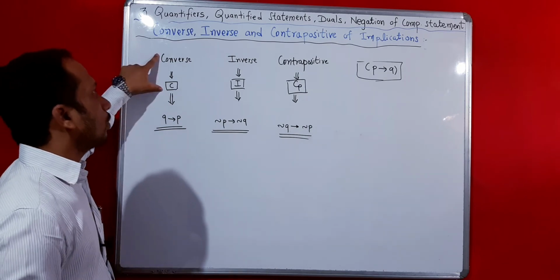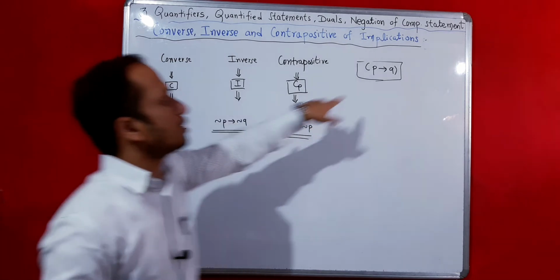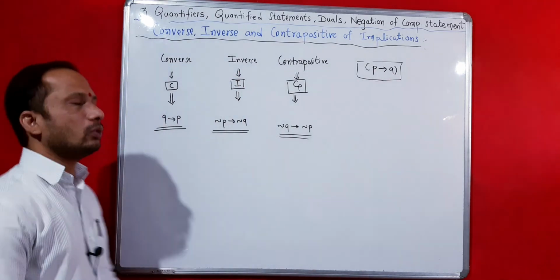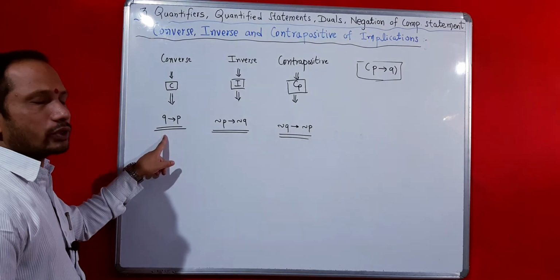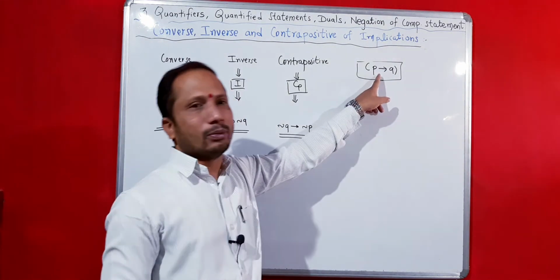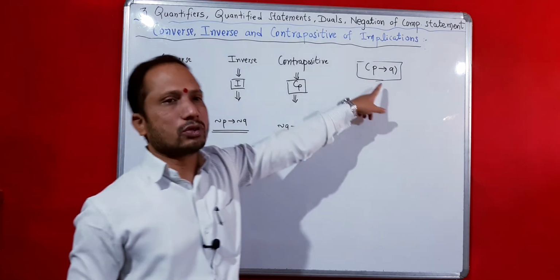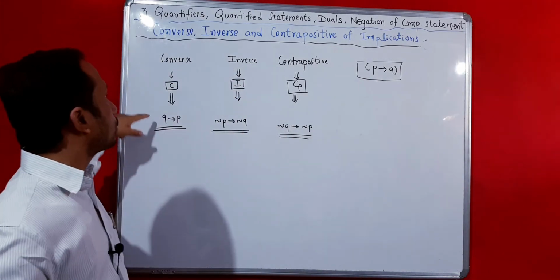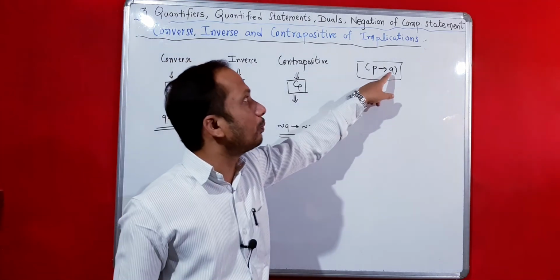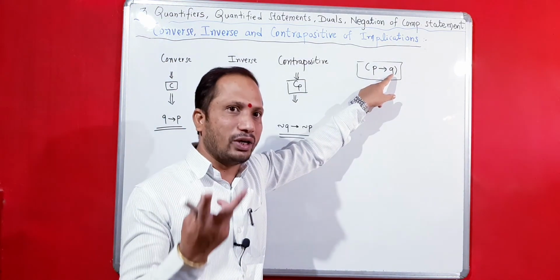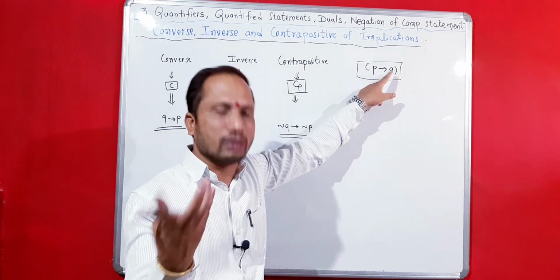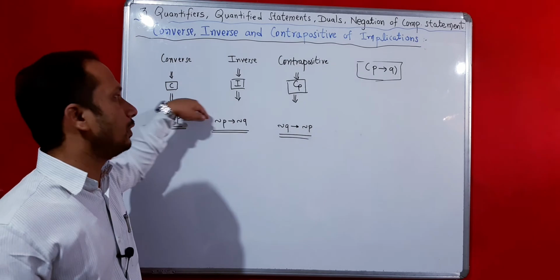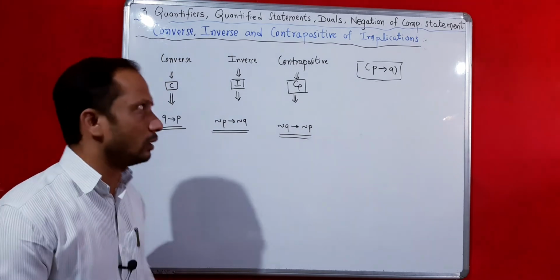Suppose the converse: then I have to just replace Q at the place of P and P at the place of Q, so I will get the converse. Let us consider this statement is the theorem and this is its converse. Now inverse means I have to make both of the statements negative: negation of P and negation of Q. Negation of P implies negation of Q. This is your inverse.